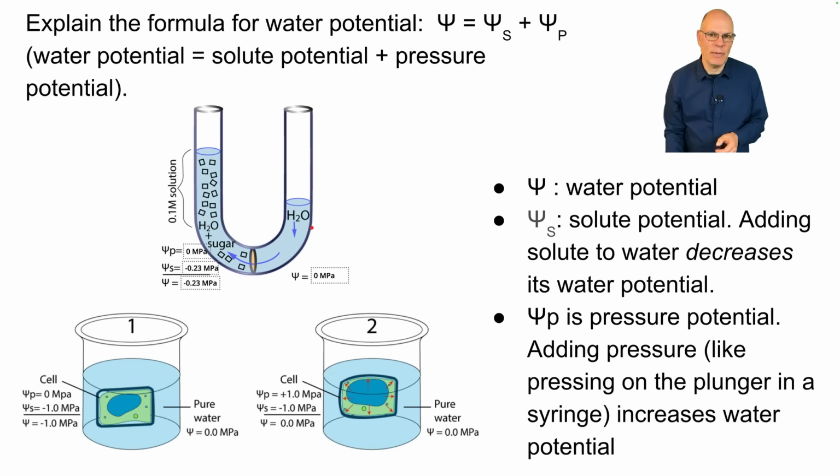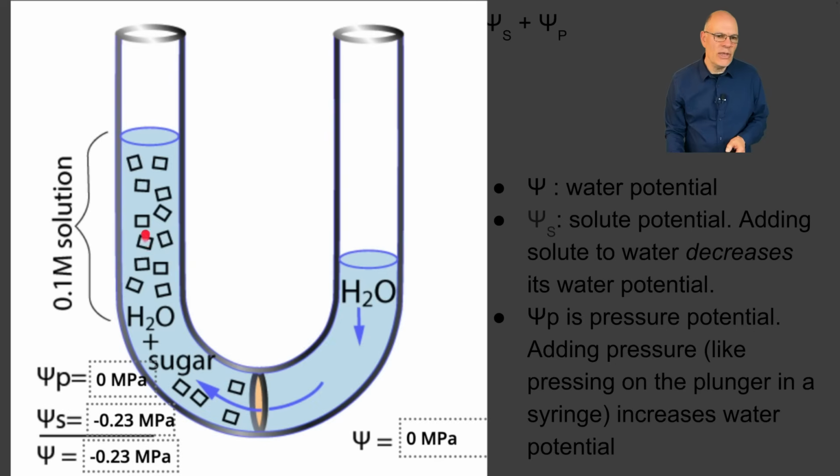So let's look at these two examples over here. We've added solute to this side of the U-tube. Pressure potential is 0. There's nothing pressing down on either side, but adding solute lowered the solute potential over here to negative 0.23 megapascals, and that's the unit that's used for pressure. So the total water potential over here is minus 0.23 megapascals. The water potential over here is just 0. There's no pressure, there's no solute, so water moves from higher water potential to lower water potential. And that's why it's moving from this side of the U-tube to this side.